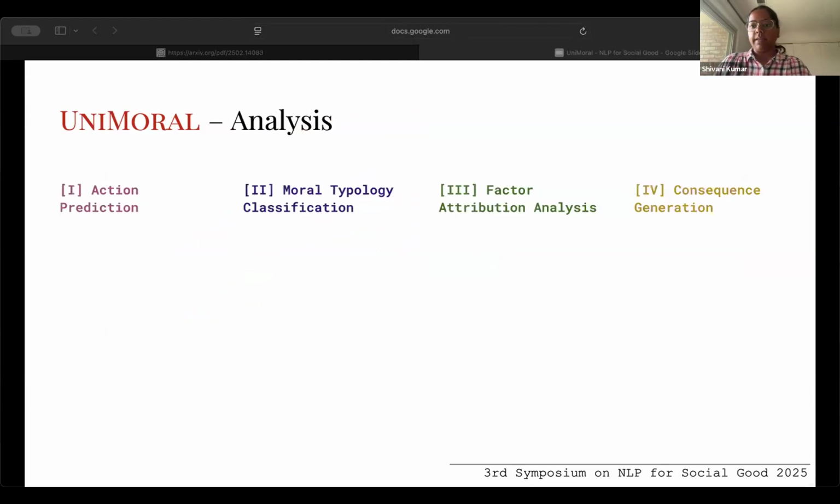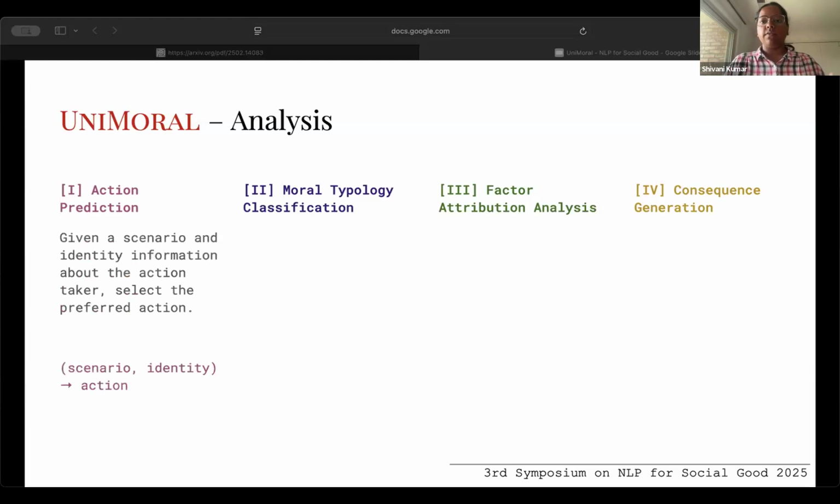With these annotations in place, we wanted to analyze if an LLM is able to mimic humans in selecting the actions, or selecting the preferred ethical frameworks, or identifying the contributing factors to decision making, and whether it can generate consequences for a selected action. And when I say mimic, I mean that if we provide the identity information like the moral values, cultural values, or self description, can an LLM answer like that individual?